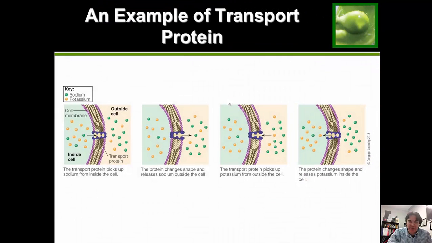Another way that proteins can move stuff around is embedded in a cell membrane. They can act as little channels or pumps to move things across a membrane one way or the other. And so it's always the proteins in the cell membranes that do this.